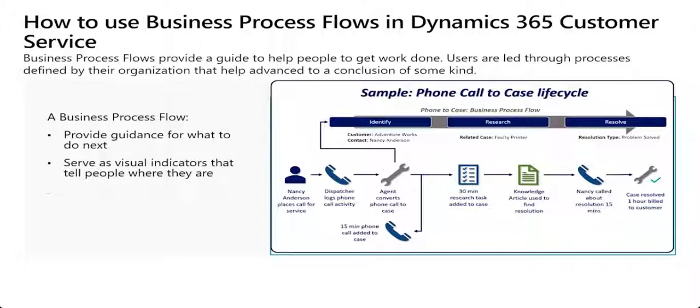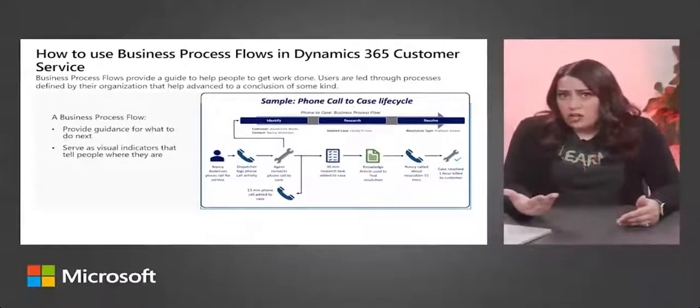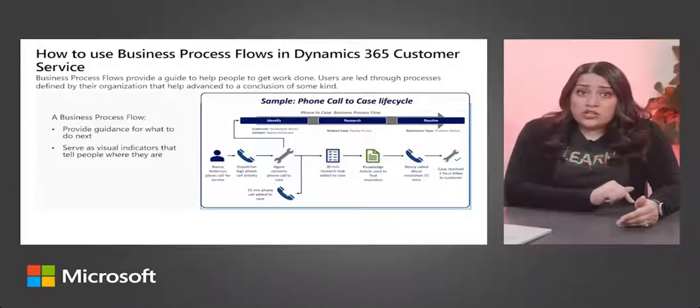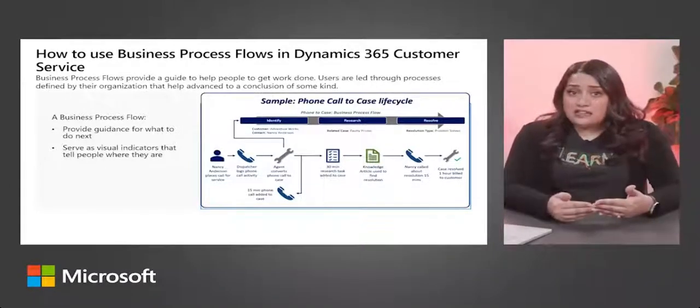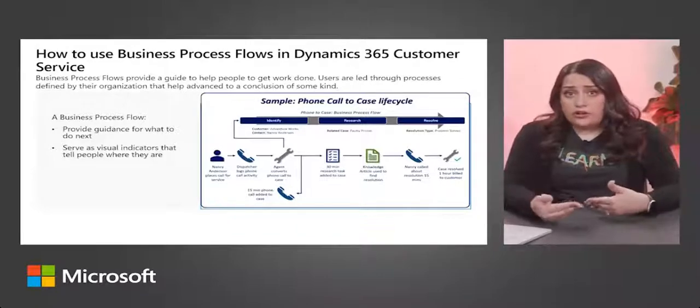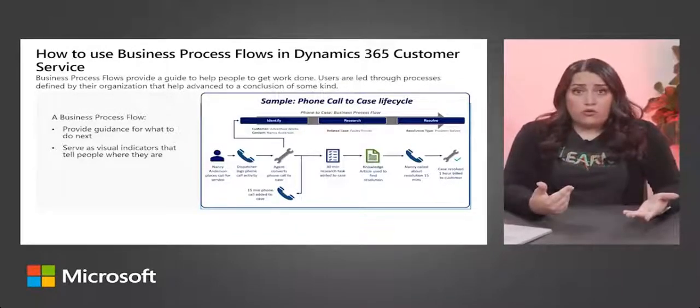What the agent is then going to do is move us into the research stage. This is where our agent is doing any type of research and trying to find a solution. So let's say that they spend 30 minutes researching, and part of that time they're looking at the issue in a knowledge article. Well, the agent takes that article and emails Nancy. And the agent creates a task that describes what was done and how long it took, and in this case, it was 30 minutes total.